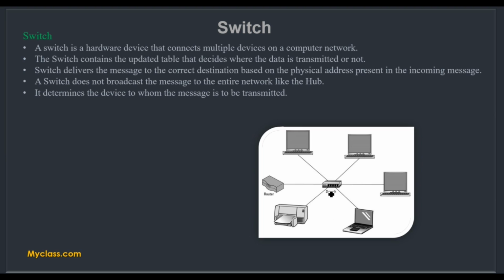A switch can easily identify to whom I want to send the data. So if the data is for this particular computer, the switch transfers this data to this computer only. But the hub is broadcasting all the messages to all the computers. So a switch delivers the message to the correct destination based on the physical address present in the incoming message. If we consider a normal letter, the letter contains a particular address, so the letter is delivered only to the person holding that address. That is what the switch is doing. The switch does not broadcast the message to the entire network like the hub. It determines the device to whom the message is to be transmitted.